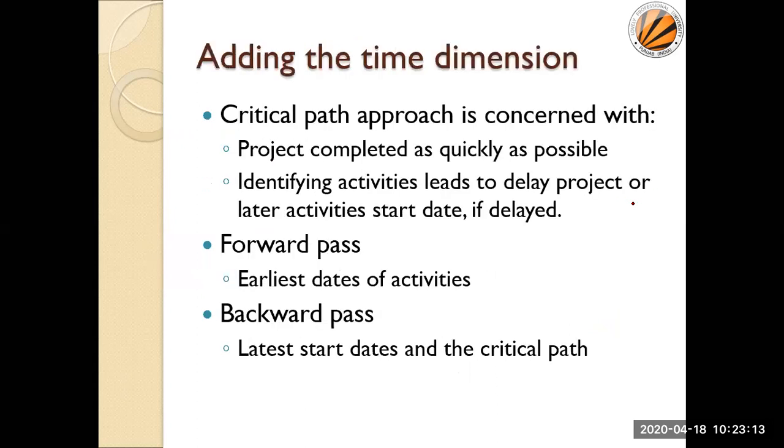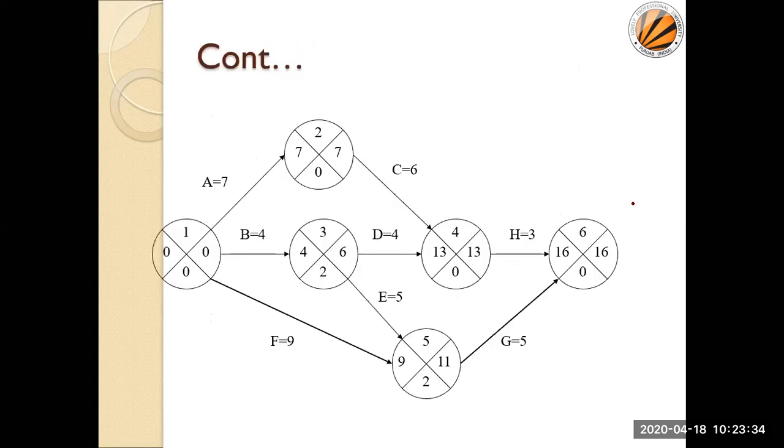Sir, in activity on arrow method, can we have more than one end task? In activity on arrow scheduling, can we have more than one end task? No. Again, there must be one end task. If there is more than one end task, then my calculation may not be proper. So always, if there is more than one end task, I have to assume one end.